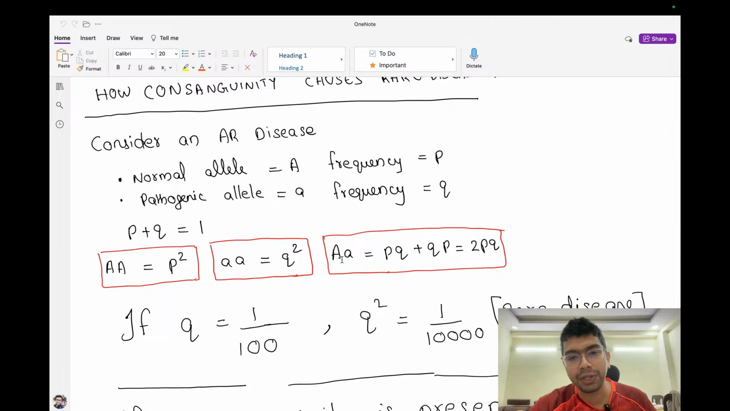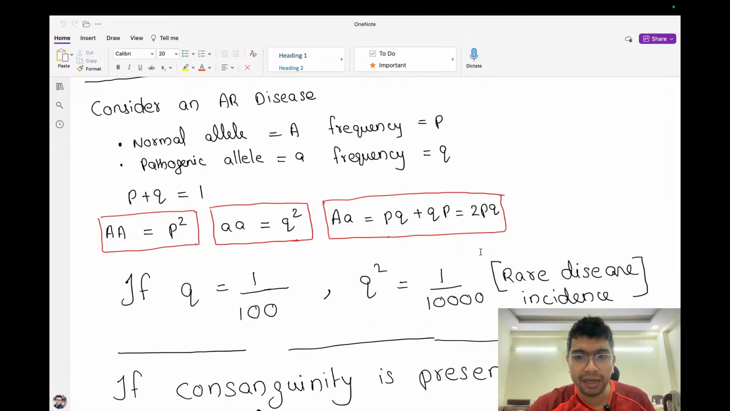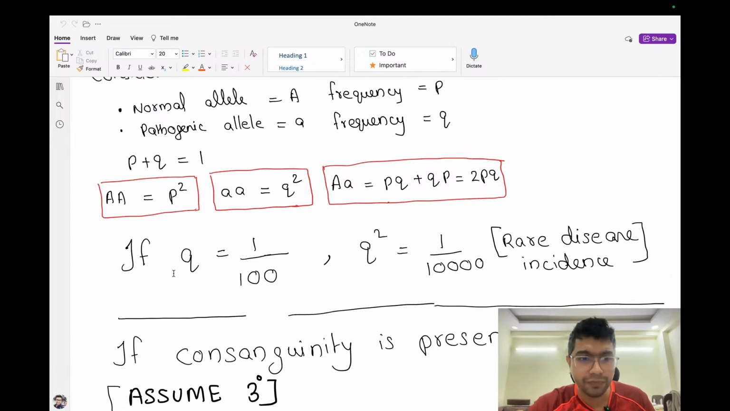So what is the probability of A and small a? There are two possibilities. One is the first allele is P, second allele is Q. There is another possibility: first allele is Q, second allele is P. So if we add them together, it will be 2PQ. I think you understood the concept. And let's do one calculation.